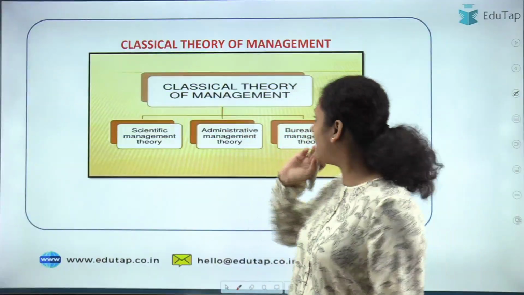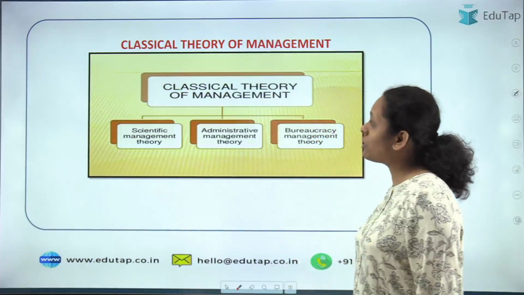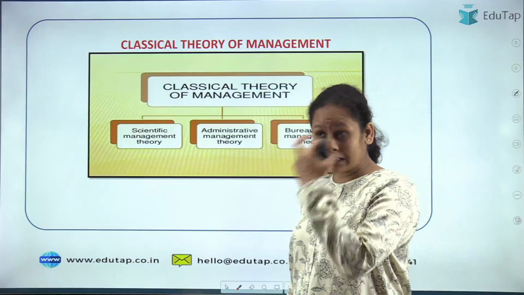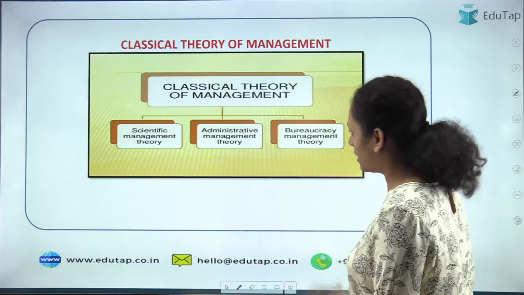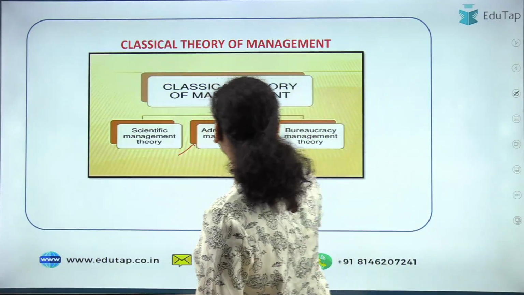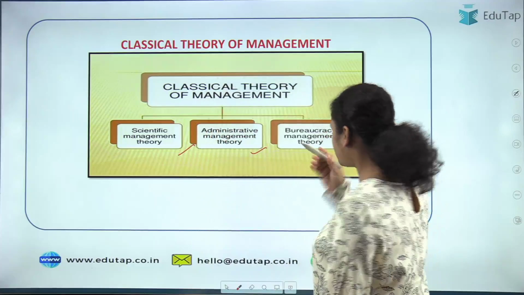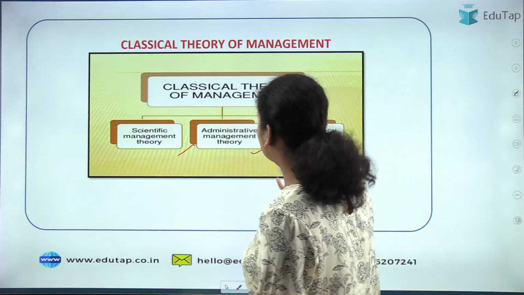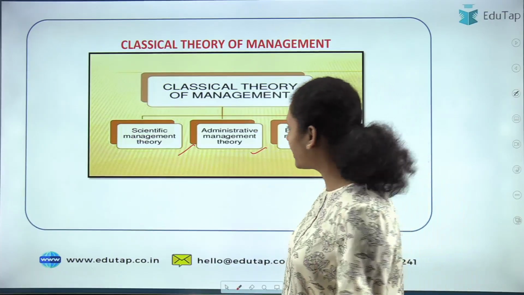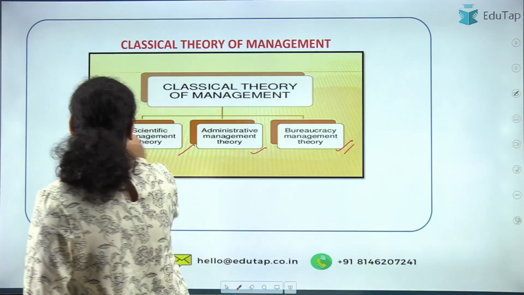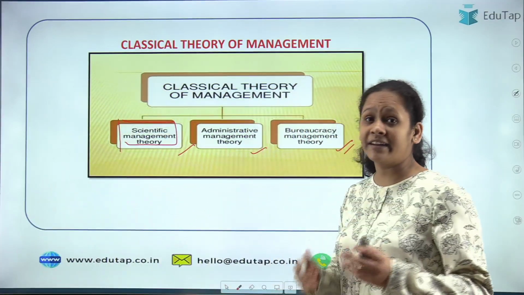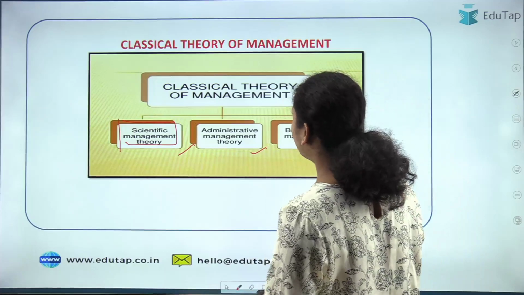So, yesterday we ended on this slide wherein we saw what the classical theory of management is. In classical theory of management, we could classify it into three parts: scientific theory, administrative theory, and bureaucracy theory of classical management. And today, as I said, we will be specifically talking about the scientific management theory. So, let us understand in and out what scientific management theory is.